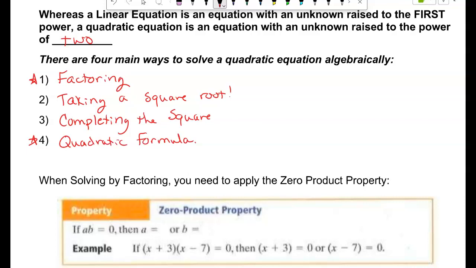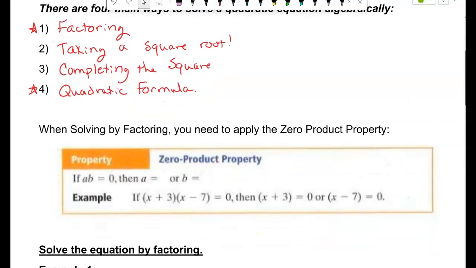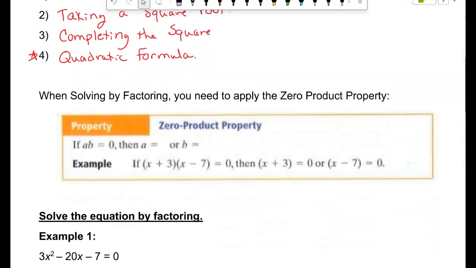Now, few things you need to remember. When we are solving equations by factoring, we use this property called the zero product property. Now, what does product mean? Multiplication. So what does zero mean? The answer is what? 0. So if I know that I am multiplying 2 things together to equal to 0, what do you know about at least one of them? 0. It's equal to 0. It has to be 0, right?